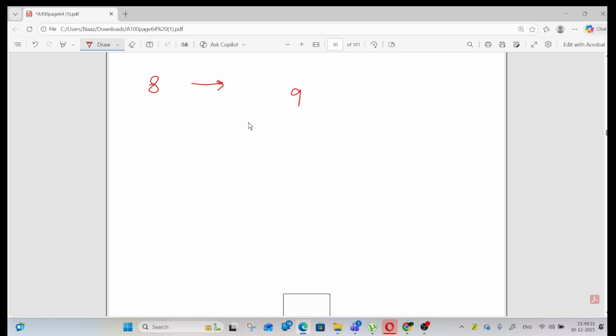Suppose the last three digits are divisible by 8. Then this whole number is divisible by 8.